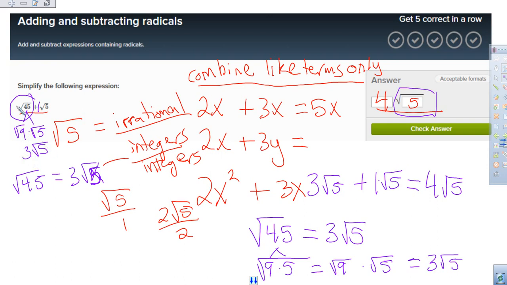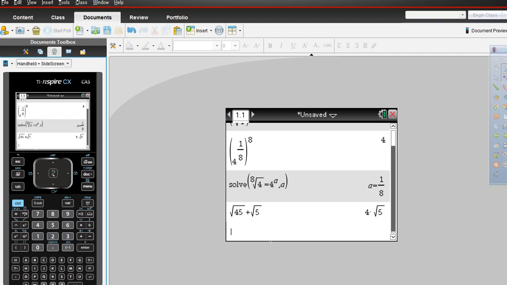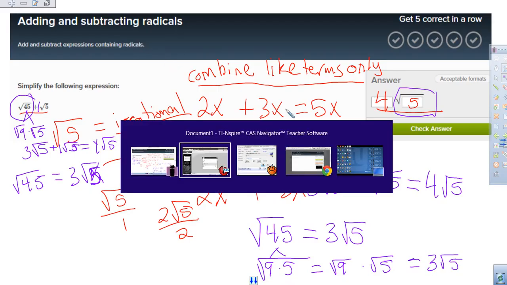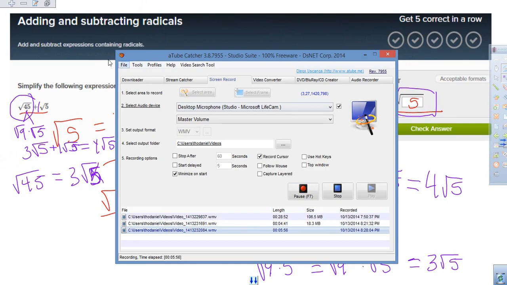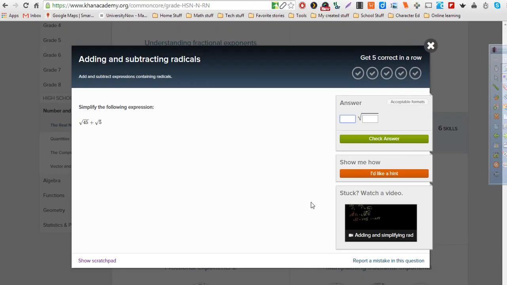Now we have 3 root 5s, and we added in 1 root 5, even though it just says root 5. We can always write a 1 in front of it to think about it as 1 root 5, and together we get 4 root 5. Okay? So, let's go back to Khan Academy here. Oh, sorry. So this is equal to 4 root 5.